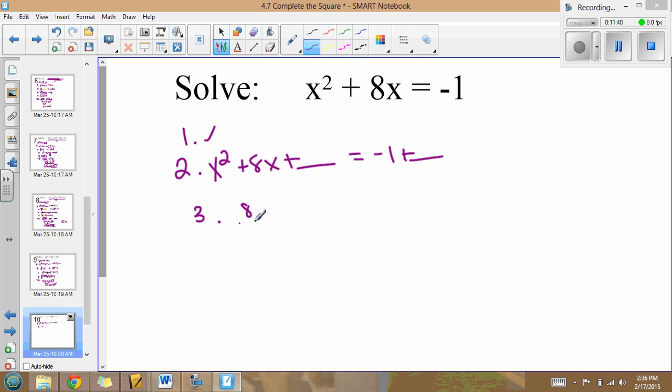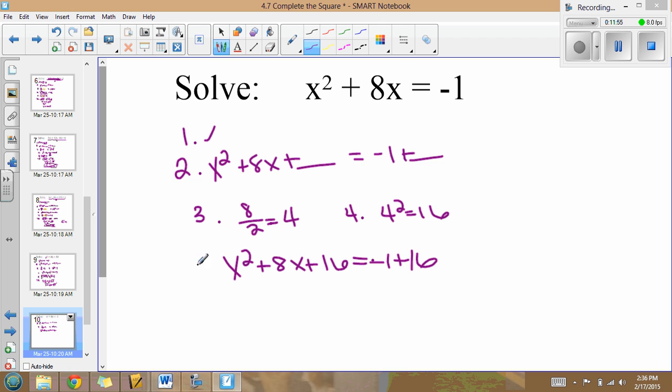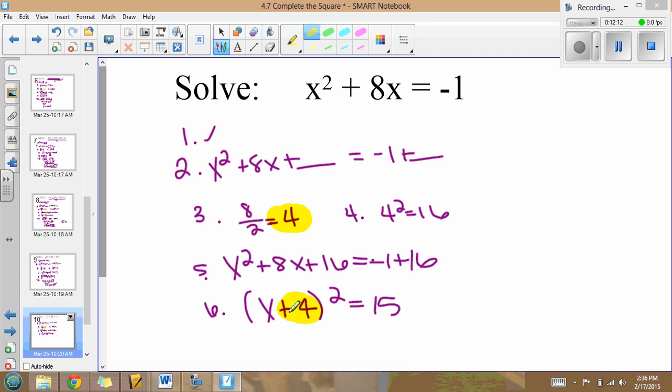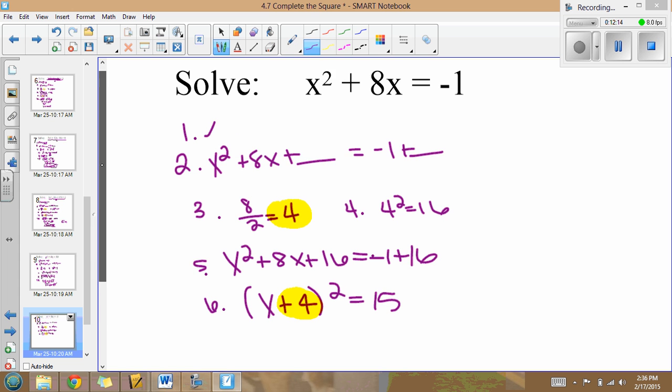So I take b, divide by 2, and step 4, I'm just going to square it. So I'm just going to fill that in. Okay? So step 6, we're writing it as a perfect square. So you're looking for the factors of 16 that add up to 8. So we would have x plus 4 squared equals 15. And again, just showing you, whatever half of that middle term is, that's what's going inside of your parentheses.